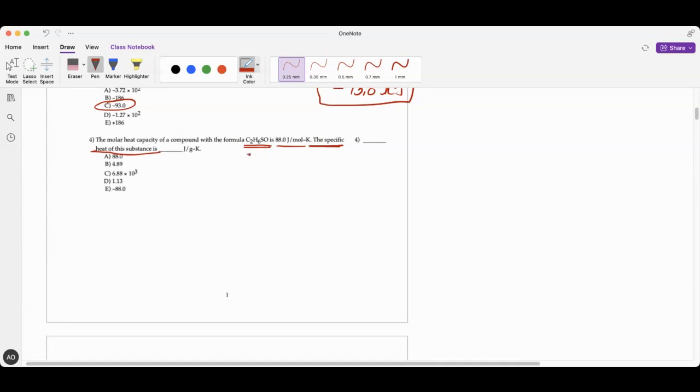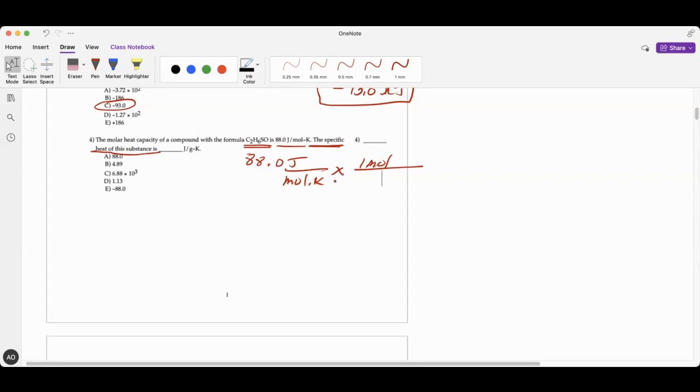Okay, so we have 88 joules per mole Kelvin. We need to convert this to joules per gram Kelvin. So we need the molar mass of the compound. So 1 mole of the compound, we have 2 carbons. That's 2 times 12.011. And we have 6 hydrogens. 6 times 1.00794. We have a sulfur.